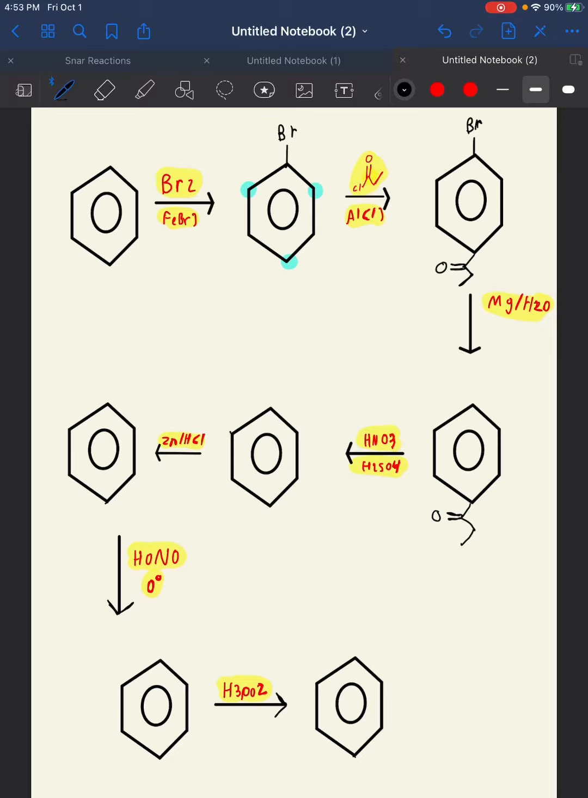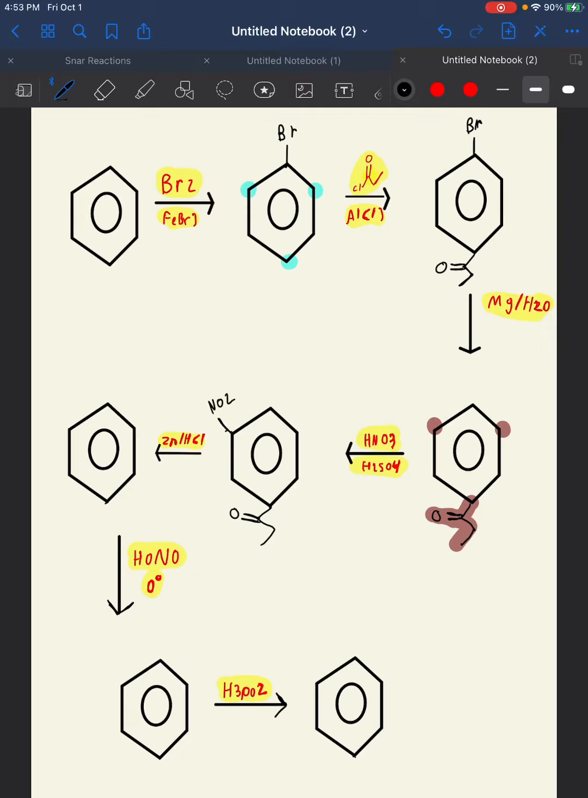now we're going to react this with HNO3 and H2SO4. Now all that does is add a nitro group. However, we now have an electron withdrawing group on here, which I will highlight in red. And electron withdrawing groups prefer to add on at the meta position. So we'll add this NO2 or nitro group on at the meta position.